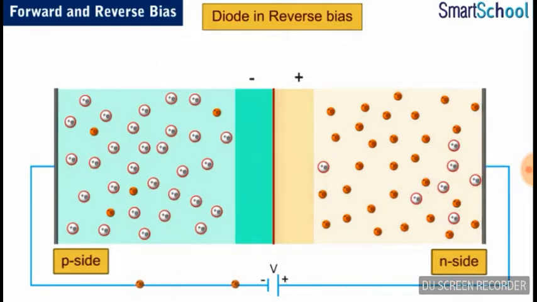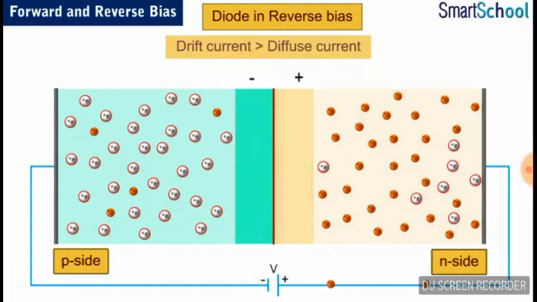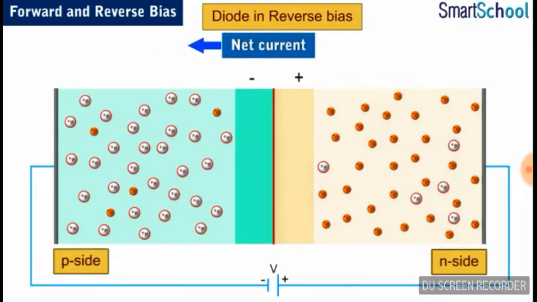Thus, in a reverse biased diode, the diffusion current decreases much below its equilibrium value, while the drift current remains unaffected. The drift current is now greater than the diffusion current. Hence, a net current flows from the N side to the P side in a reverse biased diode. The net current is small, as the drift current itself is small, and hence, the net current is even smaller.